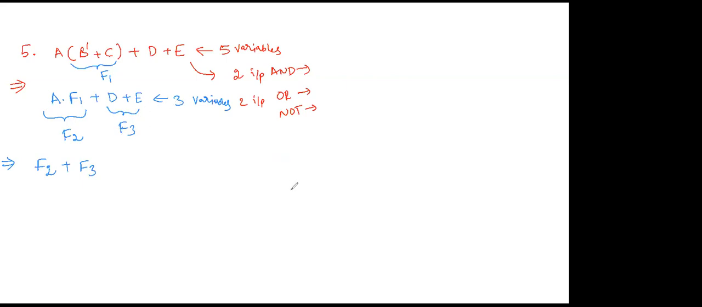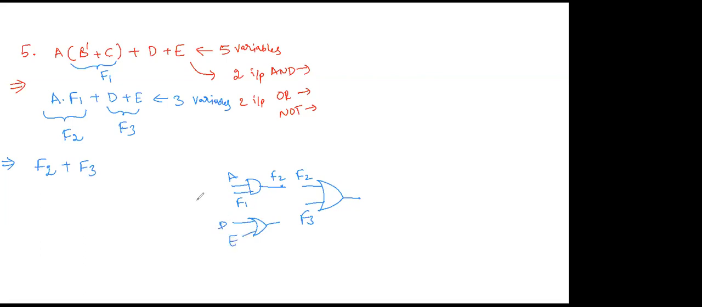So our output is F2 plus F3. So one is F2, one is F3, OR gate. F2 is equal to A into F1, into means AND gate. One is A, one is F1. F3 is D plus E, plus is nothing but OR gate. One is D, one is E.